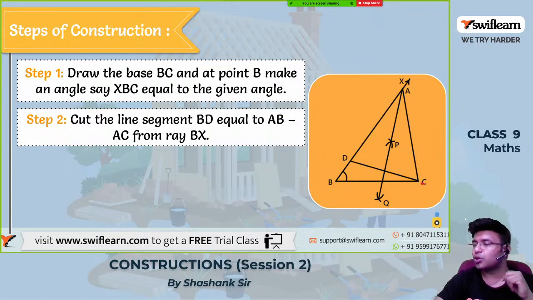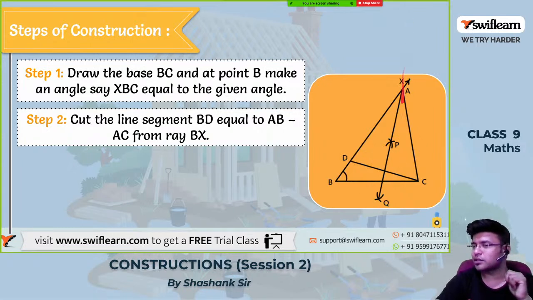Yes. Now after joining D and C, we need to draw a perpendicular bisector of DC. How do we find the perpendicular bisector? Place the compass at D as a center and with any radius more than half of DC, draw an arc here. With C as a center and with the same radius which we had drawn previously, draw another arc. Draw it above and below, above and below.